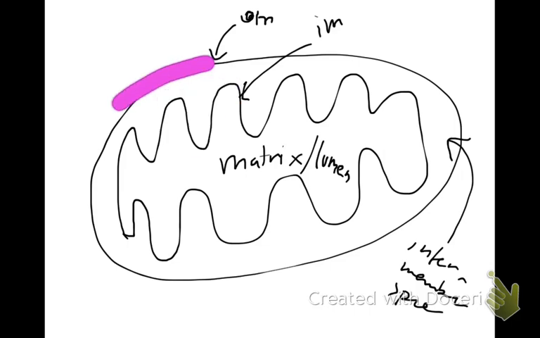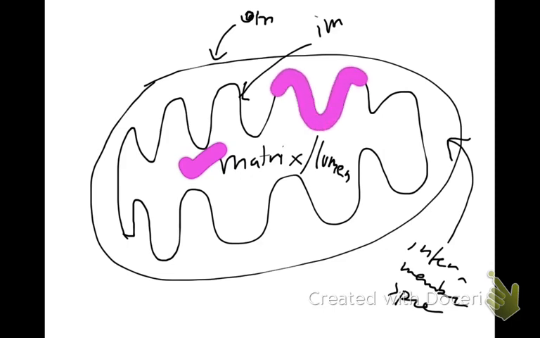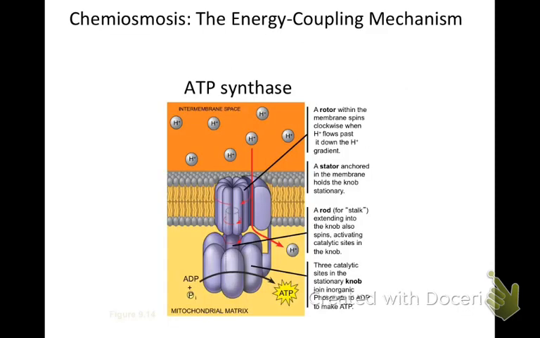And the reason why this is important is because the Krebs cycle, or the citric acid cycle, is going to be happening in the matrix, and the electron transport chain is actually going to happen on the inner membranes. Okay? So we'll go into that now.